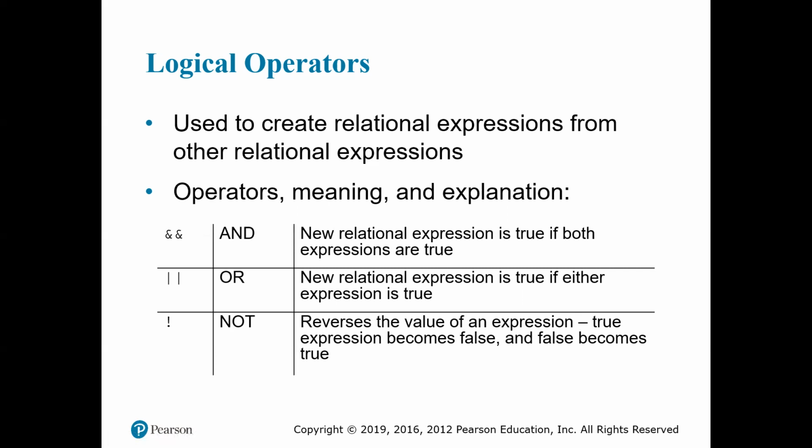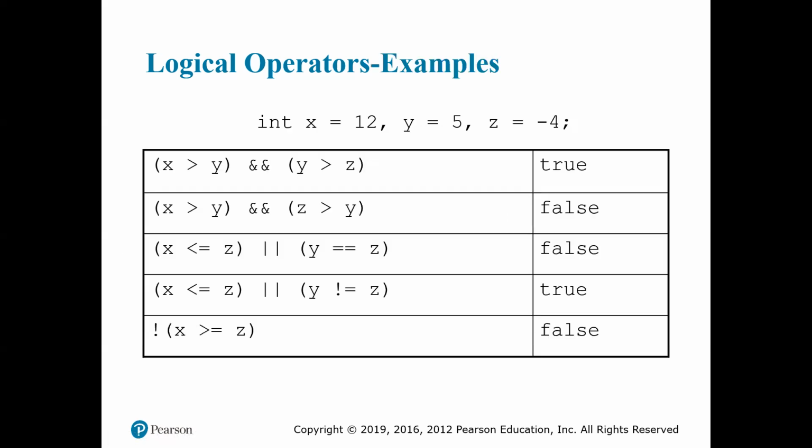Okay. So if you're looking at these examples and you would say X is less than Y and Y is less than Z. Okay, so you have to have this side be true and this side be true. So X is 12 and Y is 5. So 12 is greater than 5. That's true.